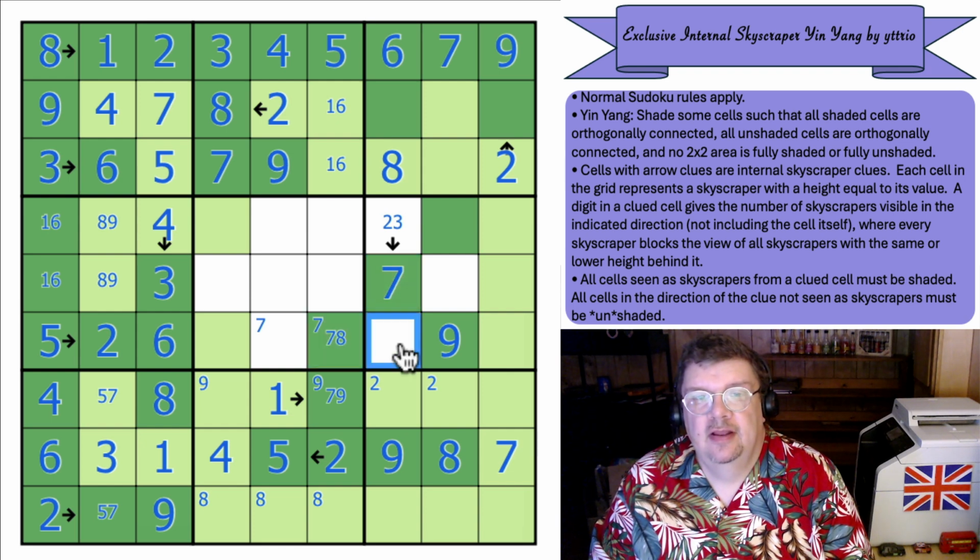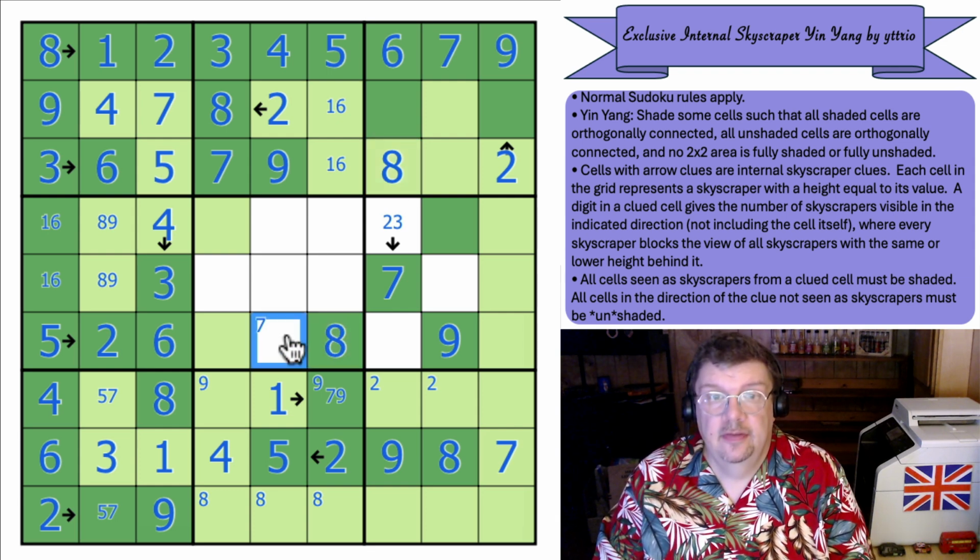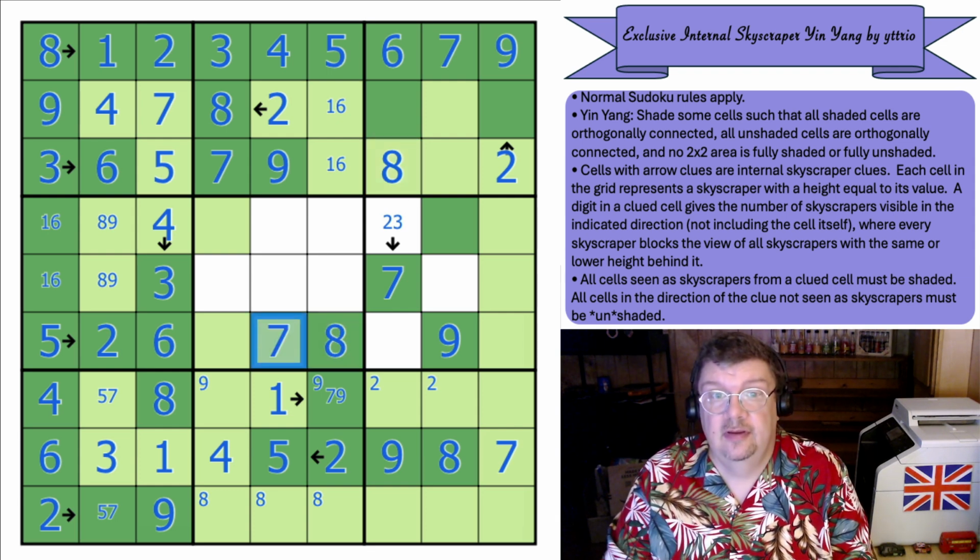If that's 7, that's 8. If that's 7, that's 8, and it can't be. So that is 8. That is a shaded 7.